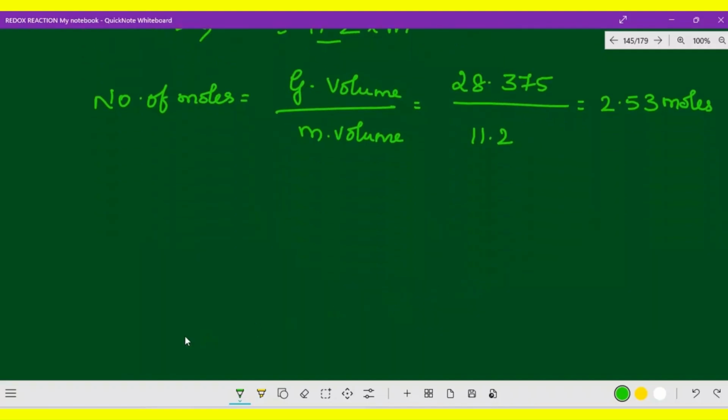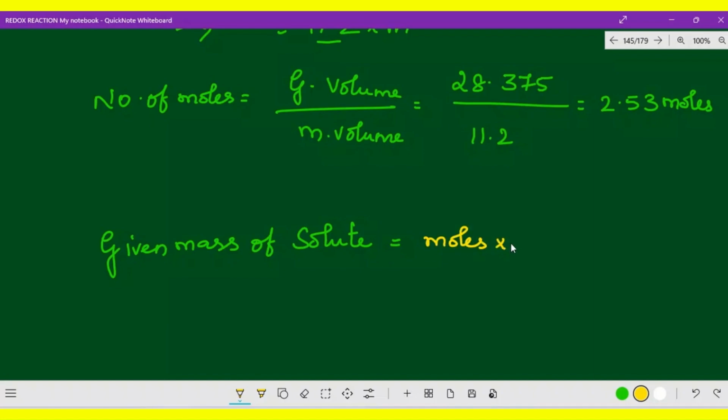So now, in this point, we have to identify the given mass of the solute. That is what I just mentioned at the start, that we have to identify the mass of the solute. The mass of the solution we found. Now the mass of the solute we have to identify. Here it is moles into molar mass of the particular substance, that is H2O2 in this question.